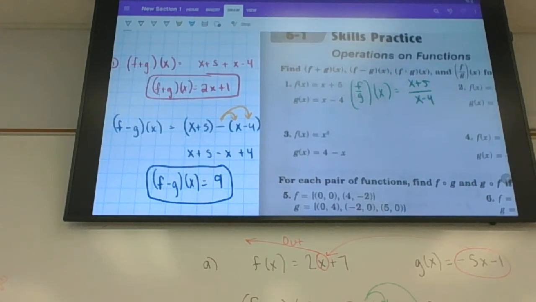F over G and number 1, you're stuck. Don't cross those X's out. Stop right there. That's your quotient.